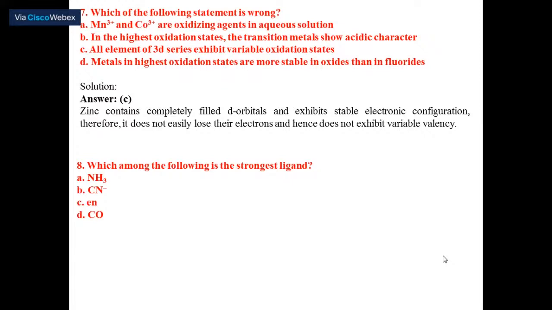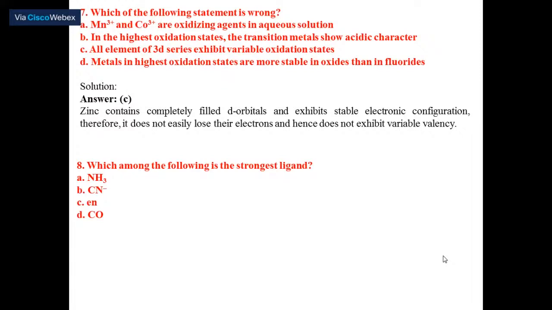Then we'll go to question number 8. Here in question number 8, which among the following is the strongest ligand? On what basis are we going to decide the strength of the ligand? Based on the spectrochemical series. What do you mean by spectrochemical series? It is the arrangement of ligands based on their strength. That is called the spectrochemical series.